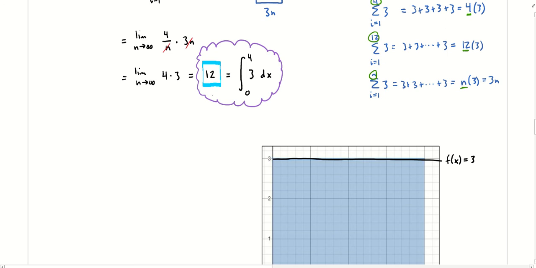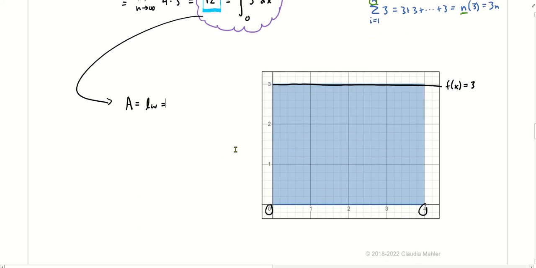So if I want to verify this using geometry, I can remember that the area of a rectangle is the length times the width. So if we let the 0 to 4 be our width and the height be our length, that's going to be length, which is 3, times width, which is 4, which gives us that area of 12.